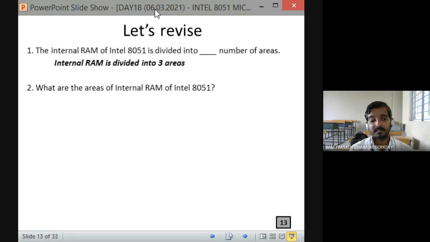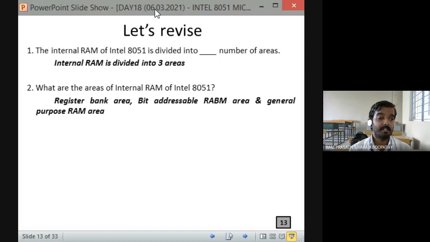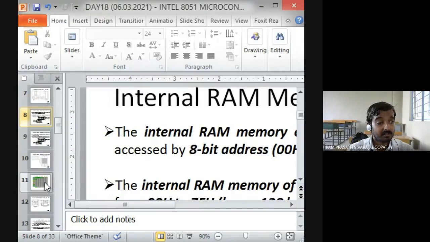Yes. Lower 32 bytes. For what purpose is it allocated? Very good, Andrew Surya. Register bank area, bit addressable RAM area, and the general purpose RAM area.